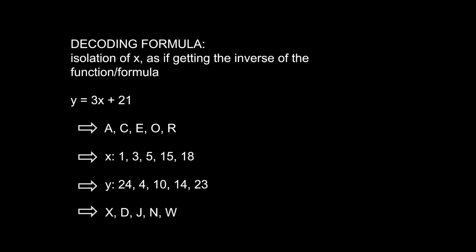Okay, 3x plus 21. And I will choose a letter, for starters, letter A. We attribute to letter A the representative 1. Okay. So if we let x take the value 1 and put it into the formula 3x plus 21, it gives us the y value 24. And then we go to the letter corresponding to 24, which is the letter X.